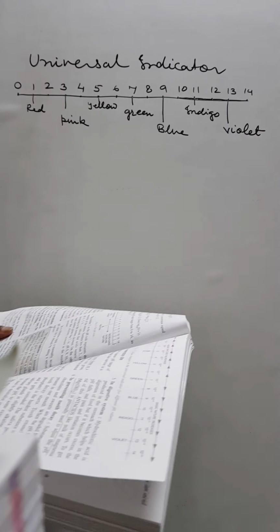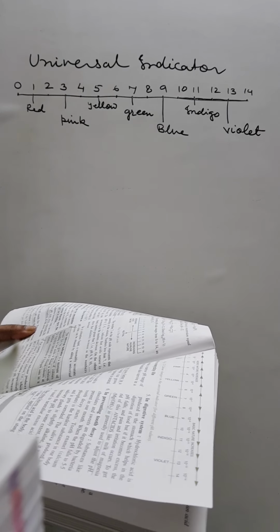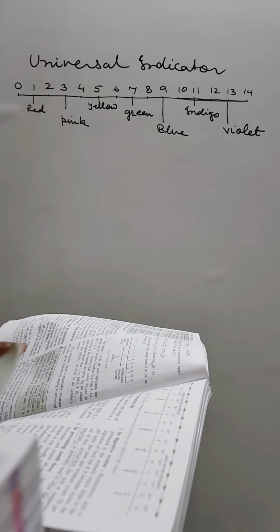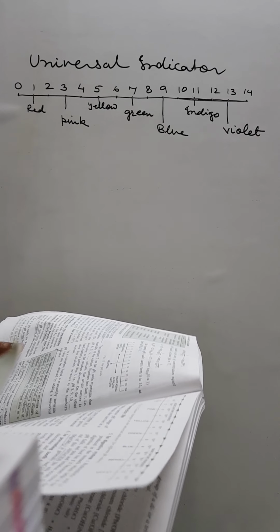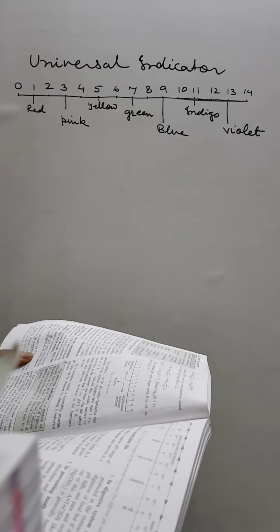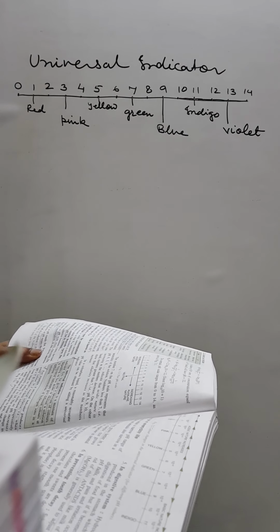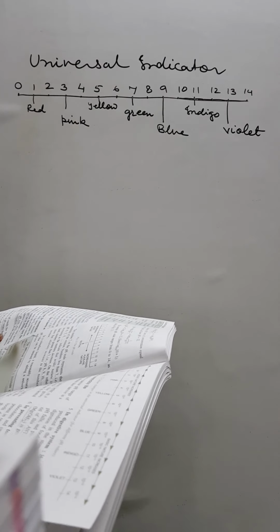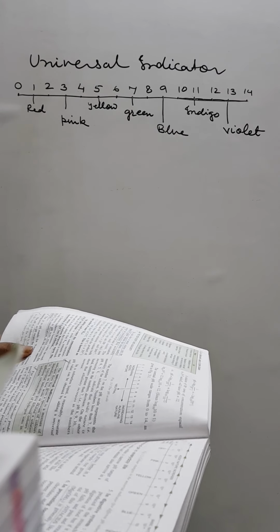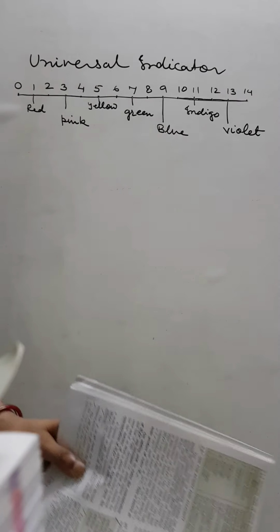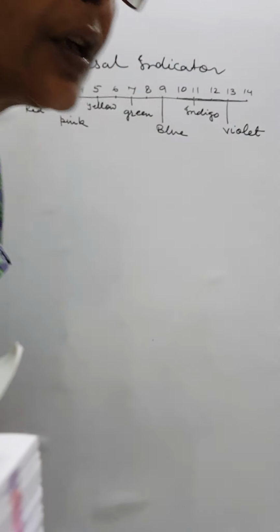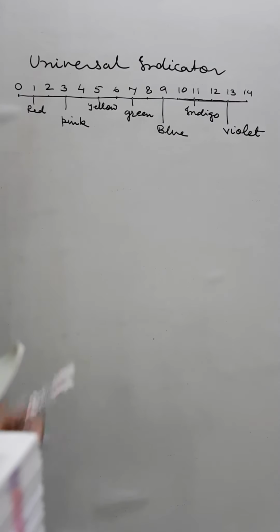So let us see here what the book is saying. Universal indicator is a mixture of indicator dyes that gives a spectrum of colors depending on how acidic or alkaline a solution is. Universal indicators give different colors at different concentrations of hydrogen ions. Children, the whole theory is based on the concentration of hydrogen ions.